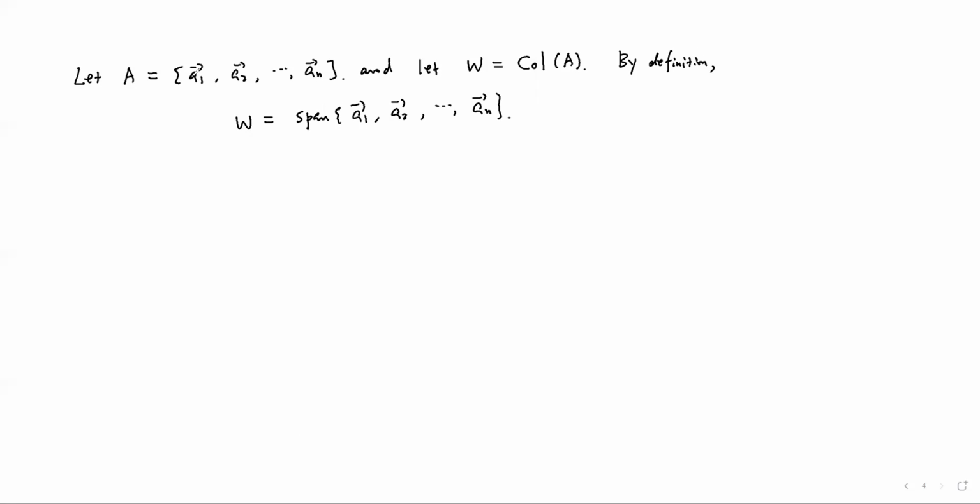Because each column, how many entries has, I assume matrix A is m by n. So each column has m entries. So each column is in Rm, right? Each column is in Rm. So each vector is in Rm. So W actually is a subset. It is a subspace of Rm.